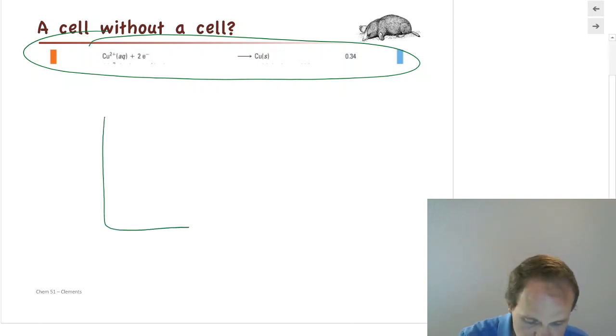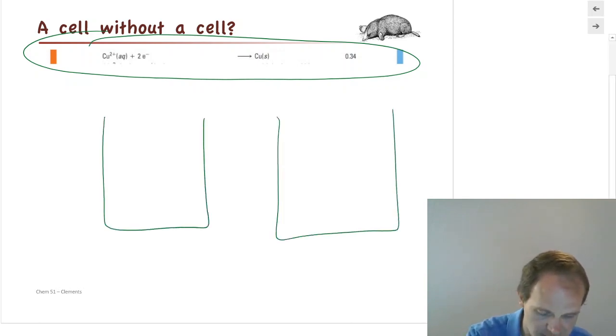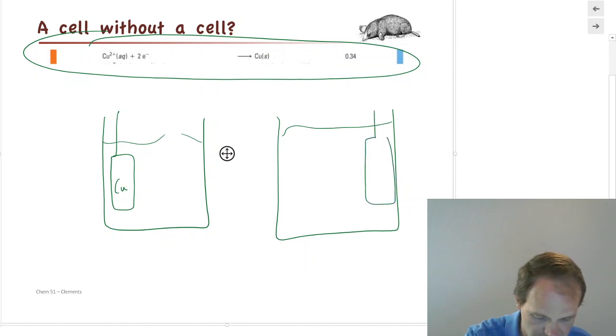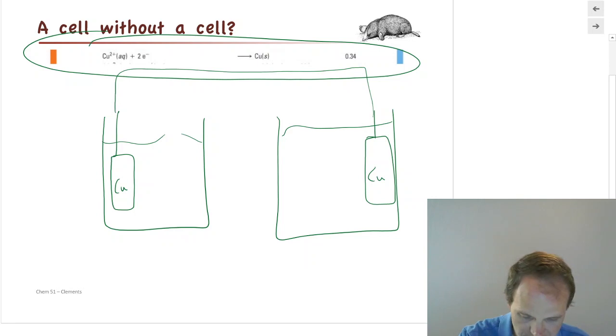Okay, so I'm going to have two beakers here. I'm going to have my beaker on the left. I'm going to have my beaker on the right. This guy's going to have a copper electrode. This guy's going to have a copper electrode. We're going to connect those via wire up there.